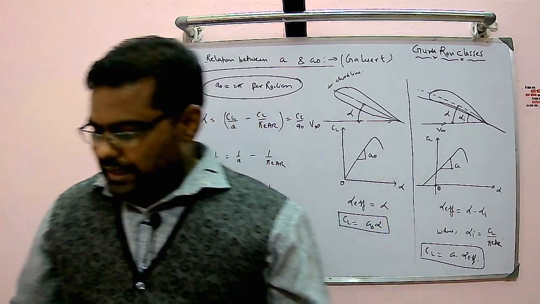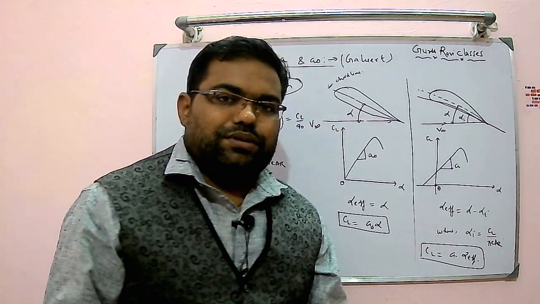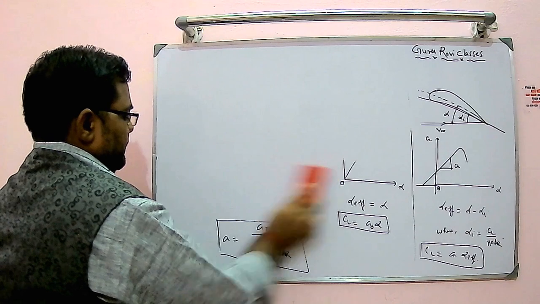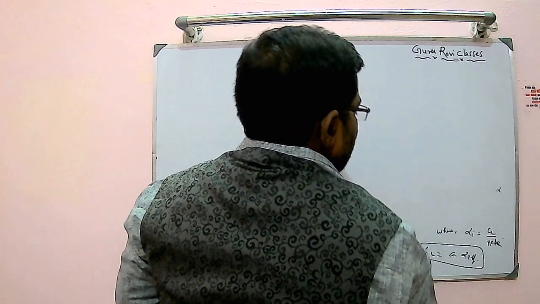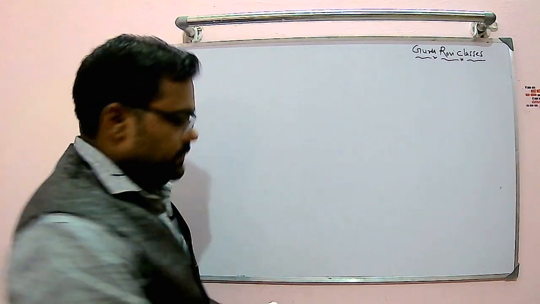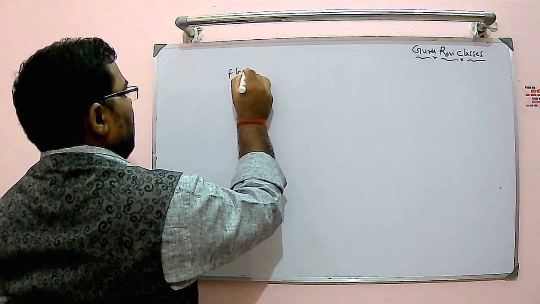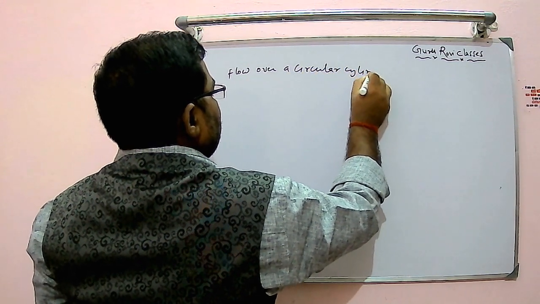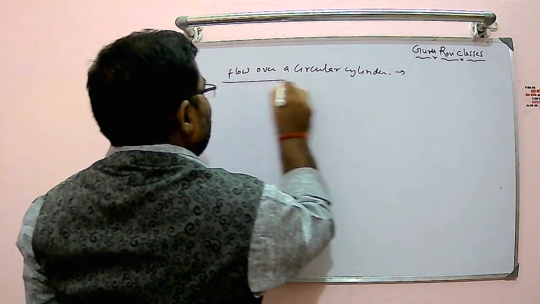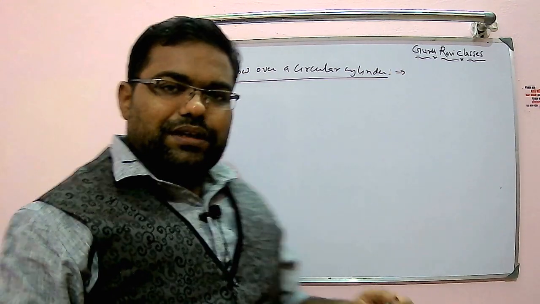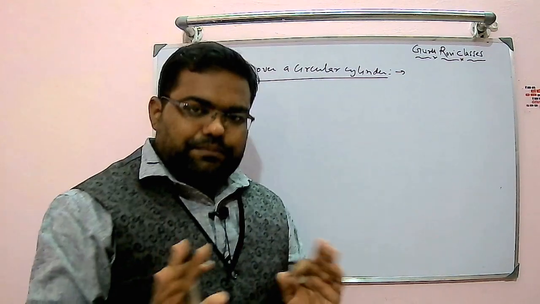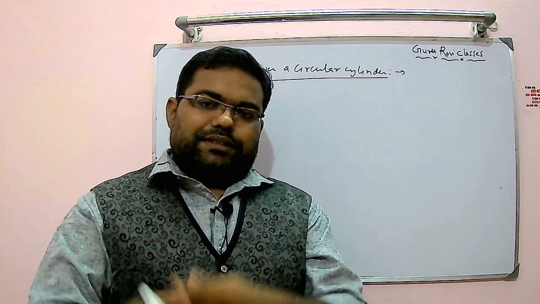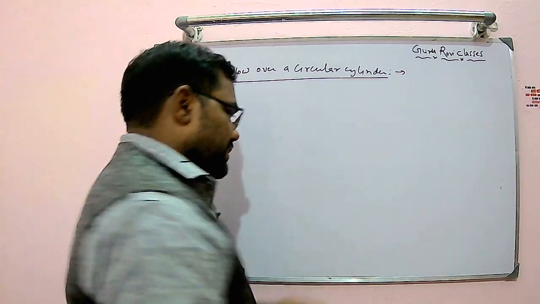So let's go to the next discussion, that is flow over a circular cylinder. Whenever aerodynamics starts, it starts with a very simple geometry, that is the circular cylinder, and we will see two cases. One is the circular cylinder is stationary and the flow is moving. Another one, the circular cylinder is rotating and the flow is moving. So we will see both scenarios.